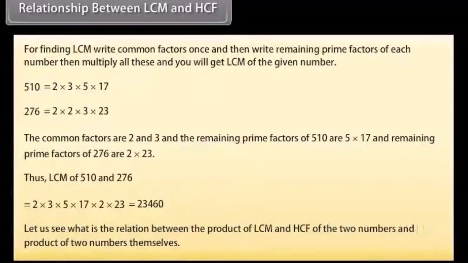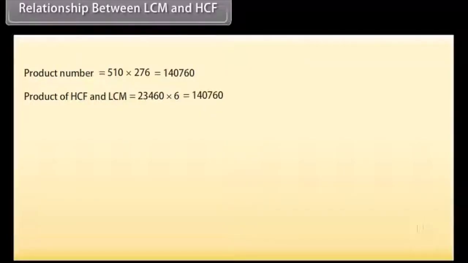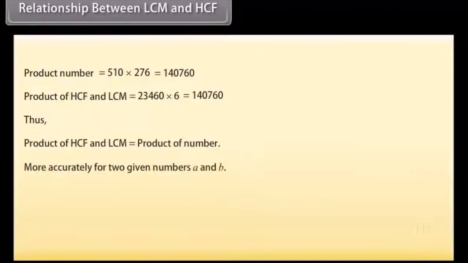Let us see what is the relation between the product of LCM and HCF of the two numbers and the product of the two numbers themselves. From the above discussed example, the product of the numbers is equal to 510 × 276, which equals 1,40,760. Product of HCF and LCM is equal to 23,460 × 6, which is 1,40,760. Thus, the product of HCF and LCM is equal to the product of the numbers. More accurately, for two given numbers a and b, HCF(a, b) × LCM(a, b) is equal to a × b.